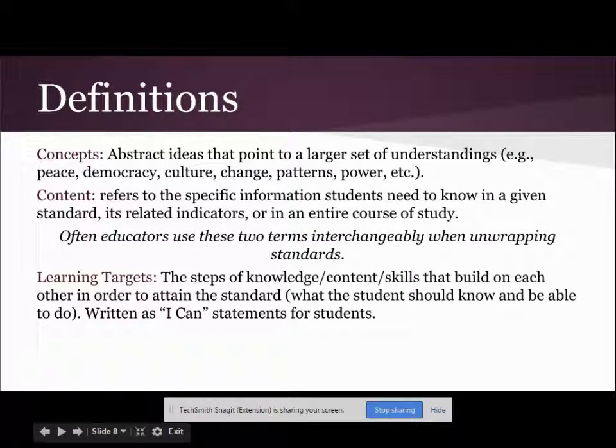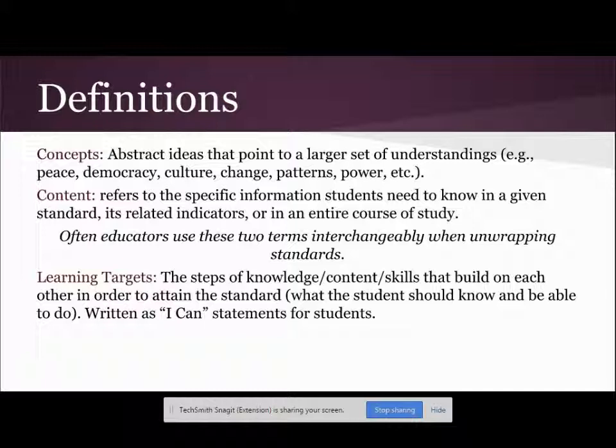There are three terms that will be used throughout our unwrapping process. We have concepts. Concepts are the abstract ideas that point to a larger set of understandings. And content refers to the specific information students need to know in a given standard or an entire course of study. When teachers are unwrapping standards, they use the terms concepts and content interchangeably, just so you know. We are going to focus on the term concepts.